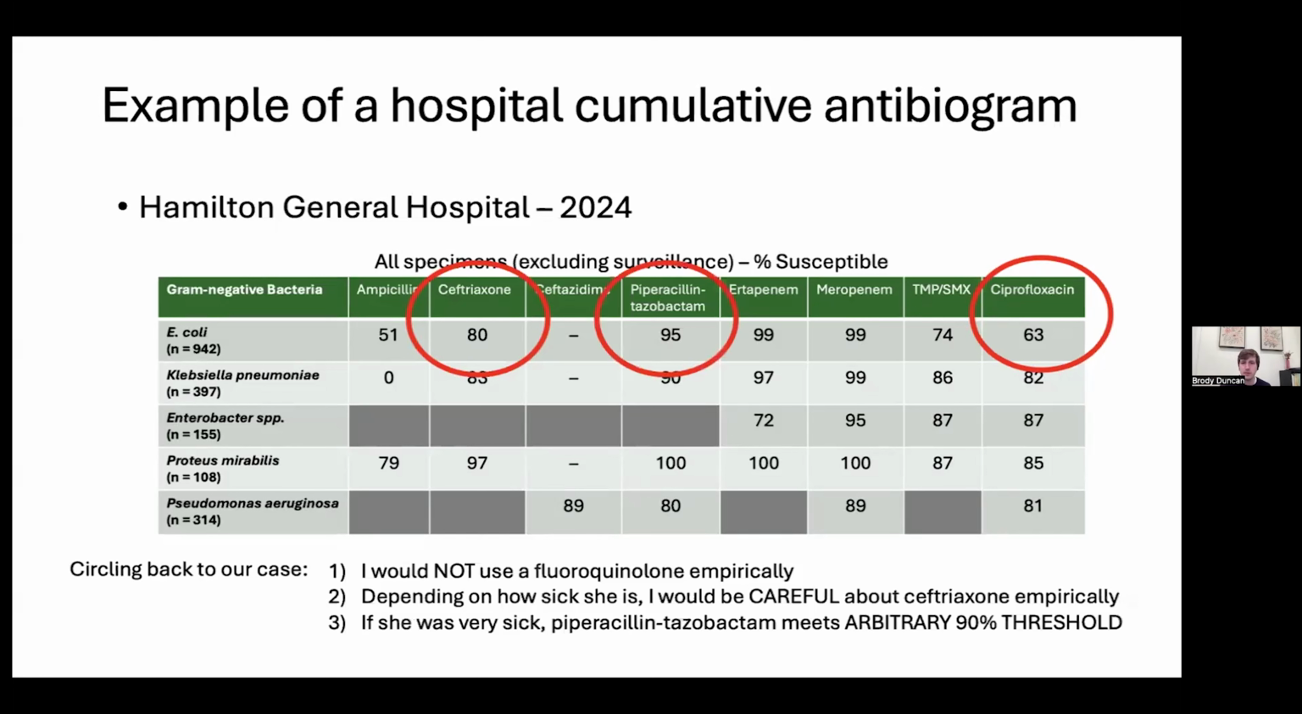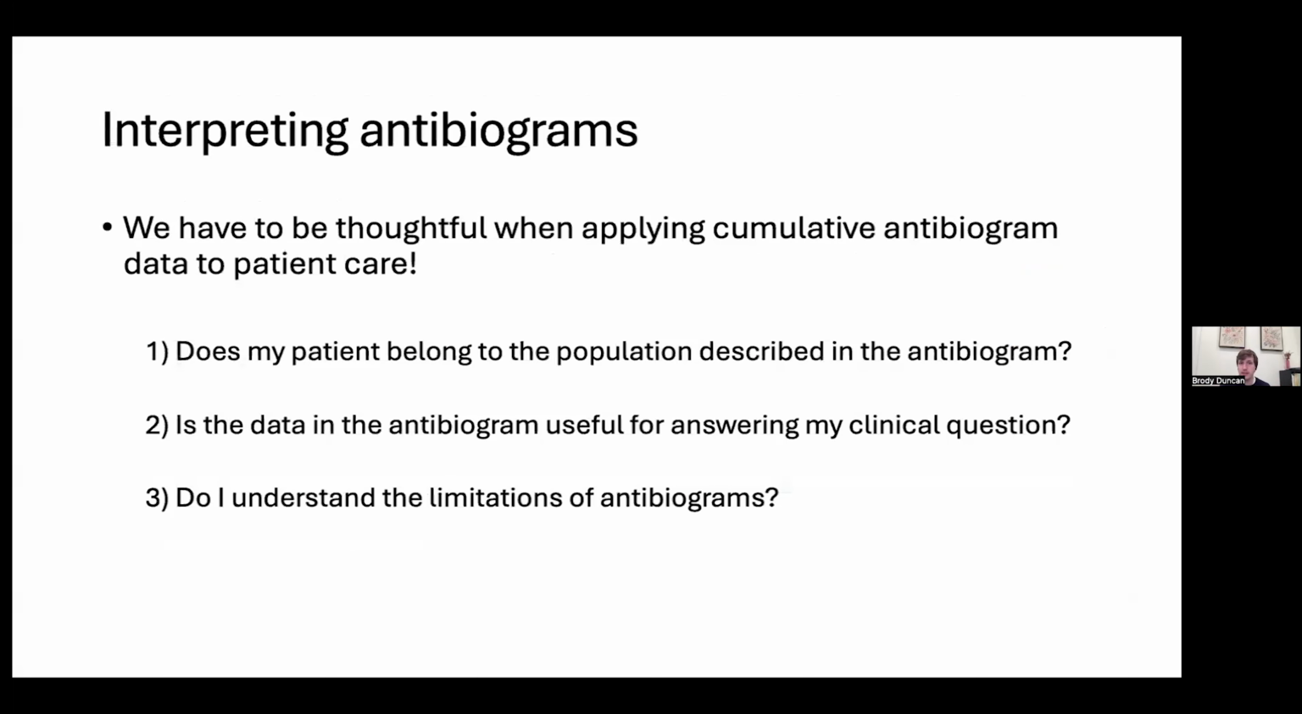And then one thing that's reassuring from our data is that if she was very sick, we can look at piperacillin tazobactam or a few other options and say that piperacillin tazobactam meets our arbitrary 90% threshold to say, even if this patient was very, very sick, I can feel confident if I prescribe piptazo that statistically I would expect it to work. So that's a cumulative antibiogram and how I think a lot of doctors on a very superficial level would interpret it. We'll get into now a few additional points, which is that we really have to be very thoughtful when applying cumulative antibiogram data to patient care.